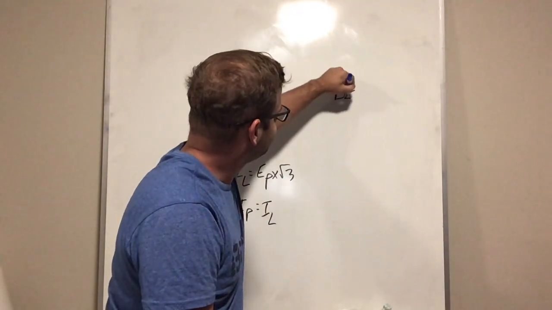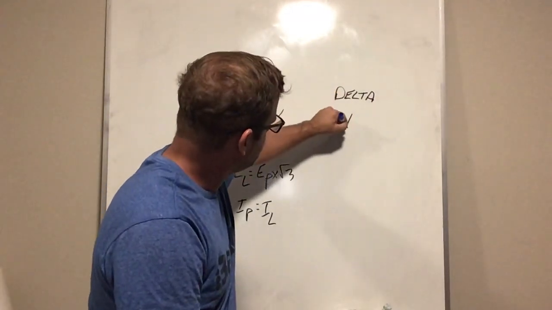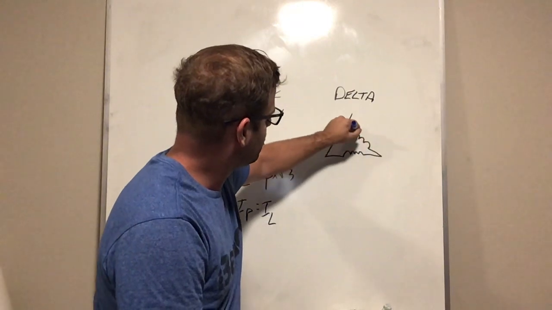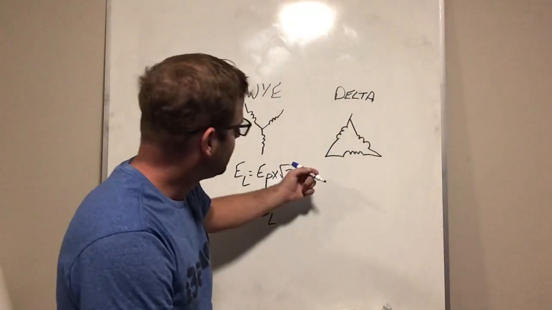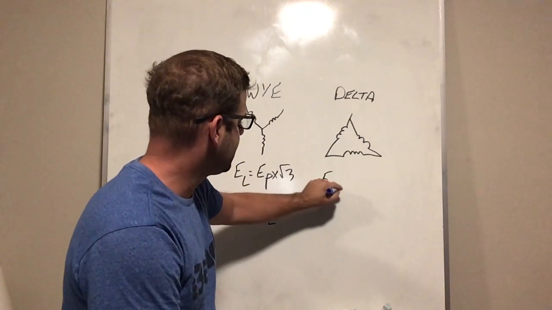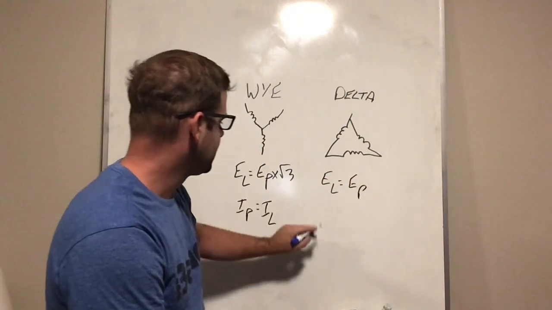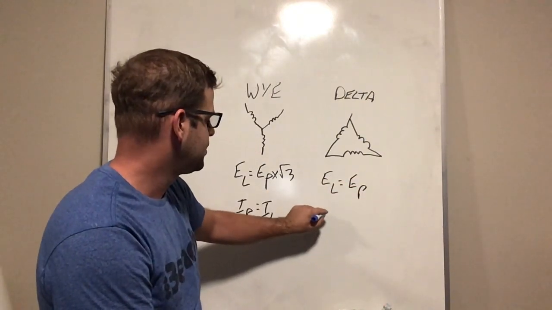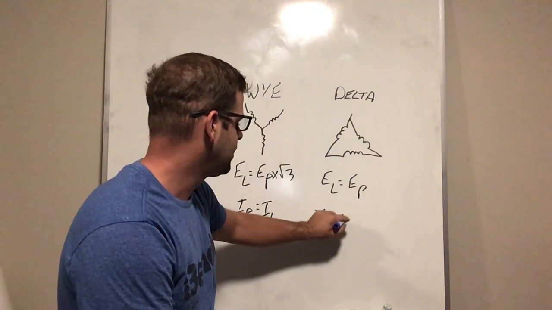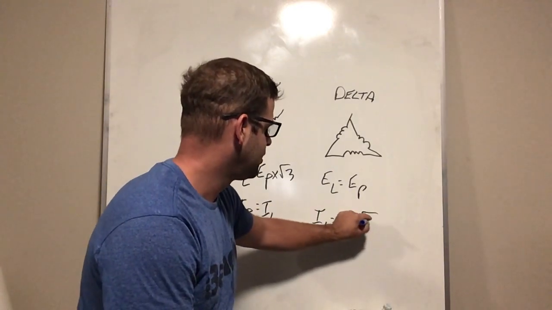Delta, which looked like that. We had our E line is equal to our E phase, and I line is equal to I phase times root 3.